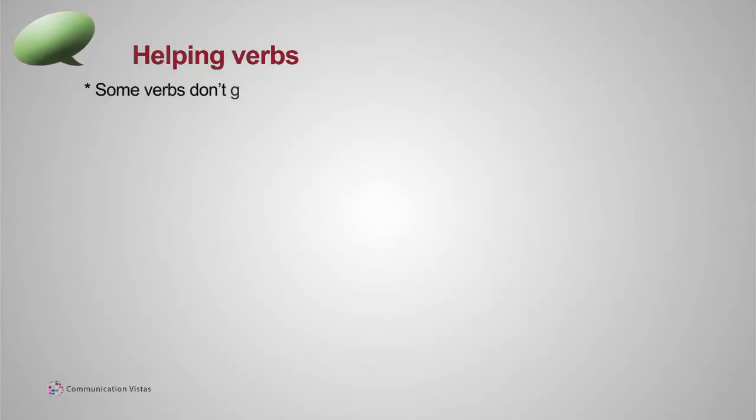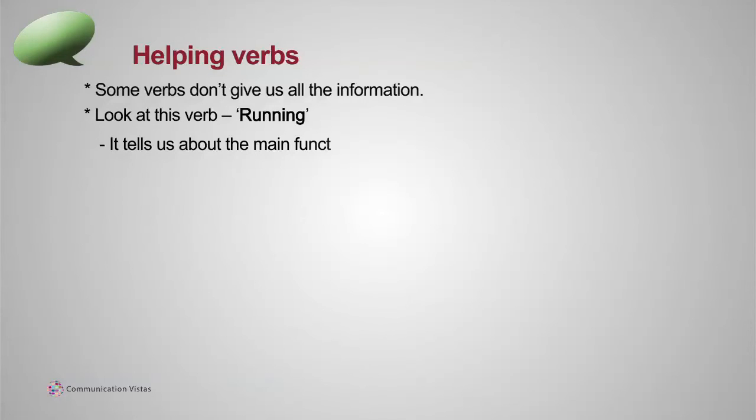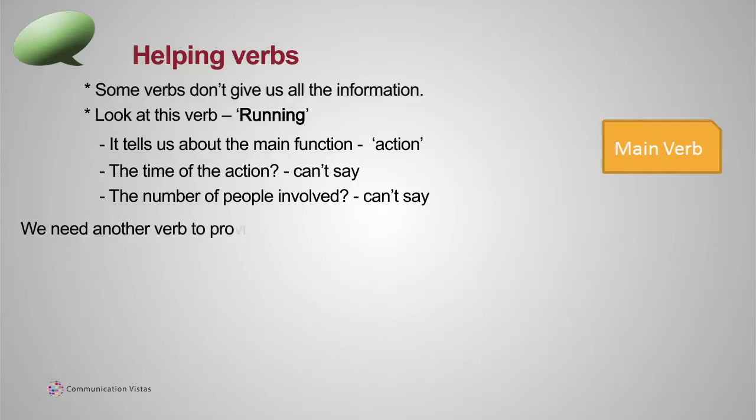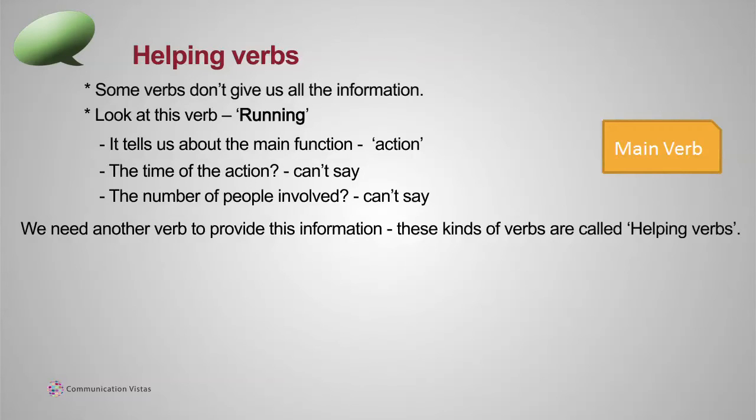Some verbs don't give us all the information. Look at this verb, running. It tells us about the main function, action. What is the time of action? Can't say. How many people are involved? Can't say. So, we need another verb to provide this information. These kinds of verbs are called helping verbs.